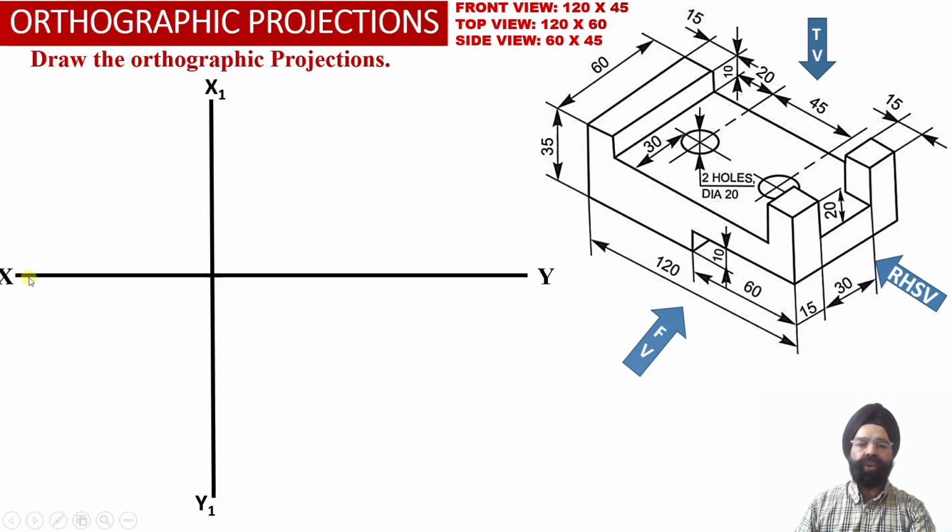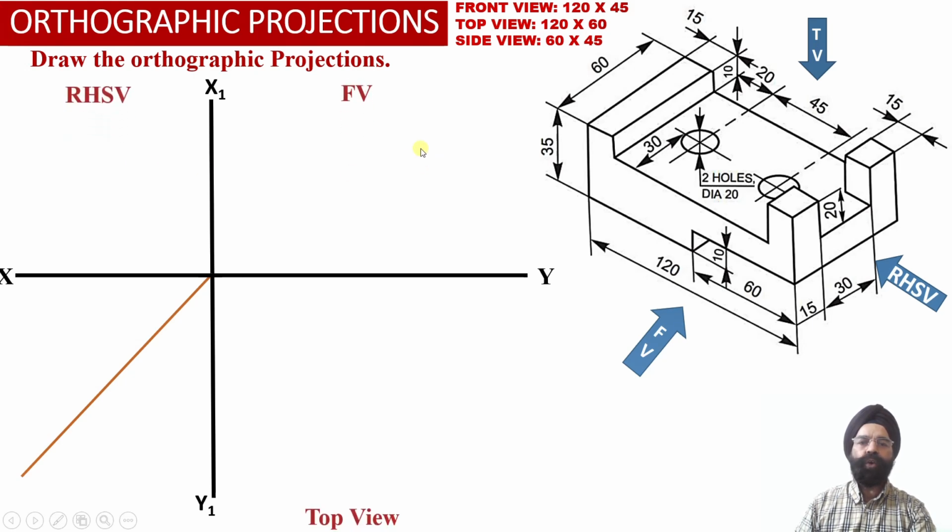Now we have drawn the XY reference line, X1 Y1 reference line and a transfer line inclined at an angle of 45 degree, so that we can transfer all the linear distances alongside the depth of the solid from the top view projections into the right hand side view projections.